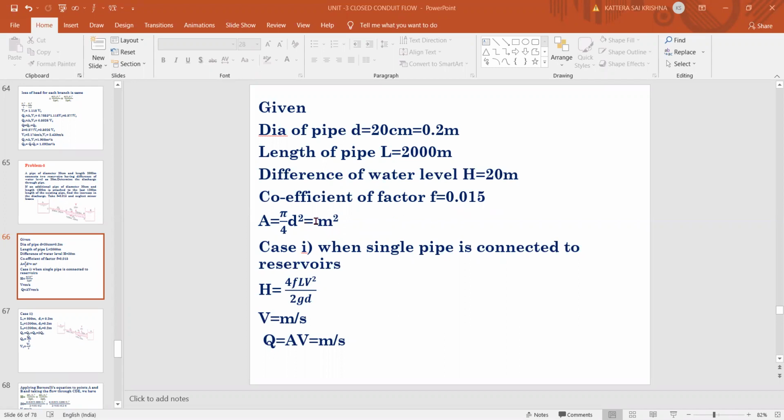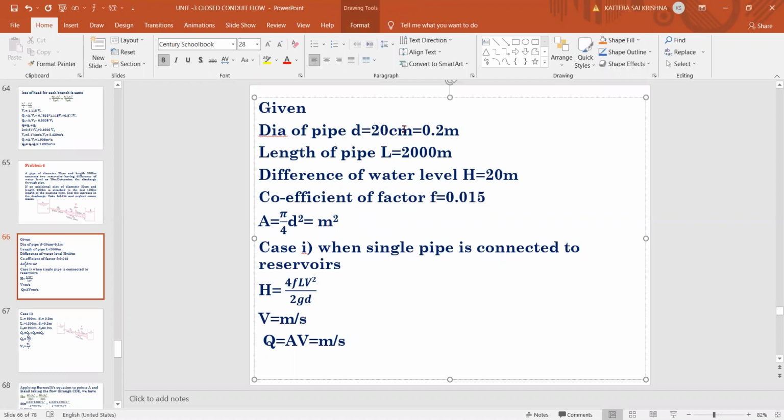Now we need to find the area of the pipe whose diameter is 0.2 meter. So pi by 4 into D squared, where D is 0.2 meter. So pi by 4 into 0.2 meter squared. 0.0314, sir. 0.0314 meter squared. Okay, good.